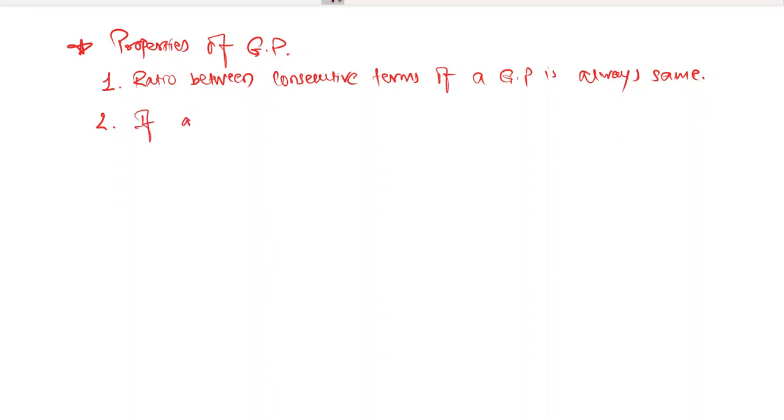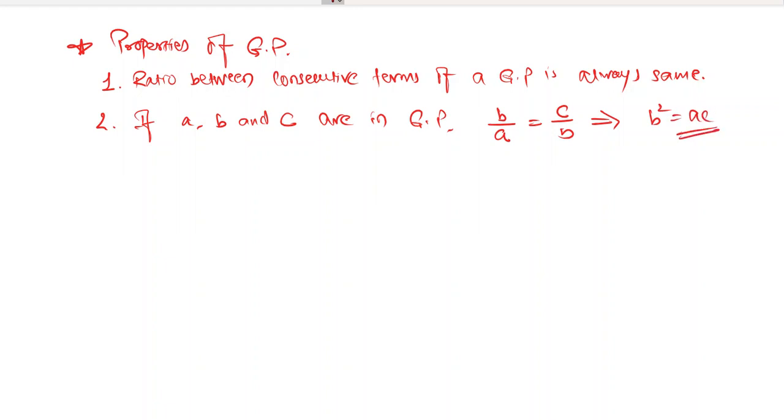If three numbers A, B and C are in GP, then B by A is equal to C by B, which implies that B square is equal to AC. The square of the middle term is equal to the product of the first and third. And if it is given that B square is equal to AC, then we can say that the three terms A, B and C are in GP.